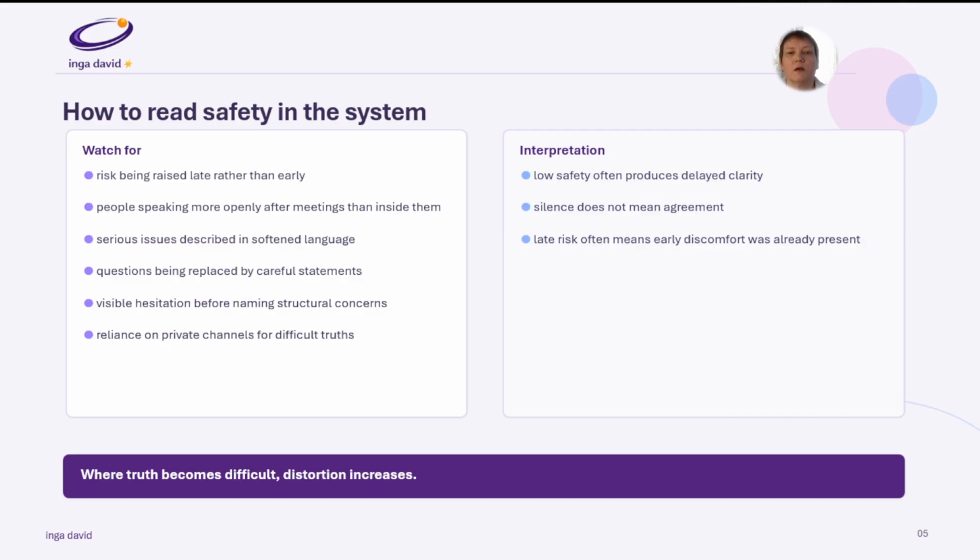Interpretation. Low safety often produces delayed clarity. Silence does not mean agreement. Late risk often means early discomfort was already present.